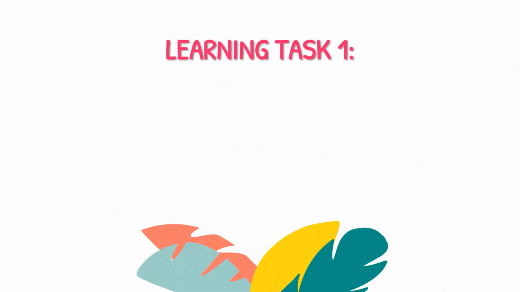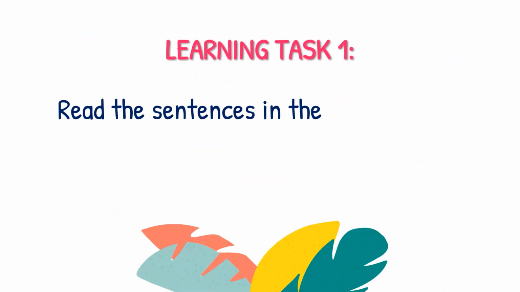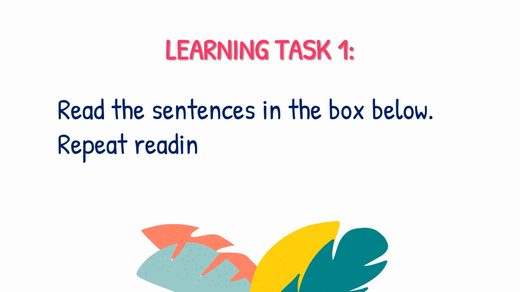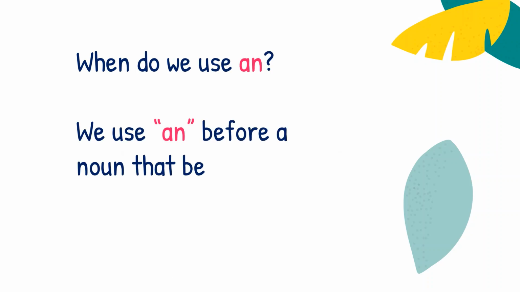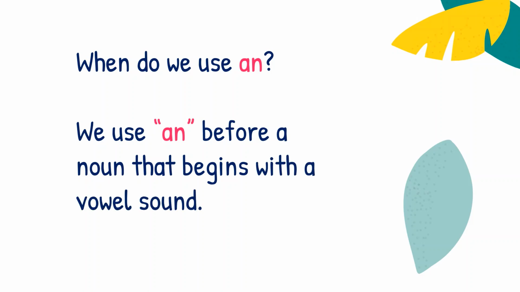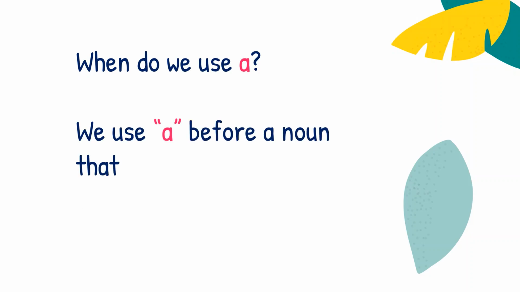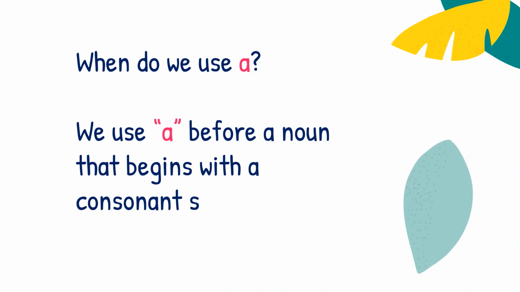For the learning task 1, read the sentences in the box below. Repeat reading the sentences. When do we use an? We use an before a noun that begins with a vowel sound. When do we use a? We use a before a noun that begins with a consonant sound.